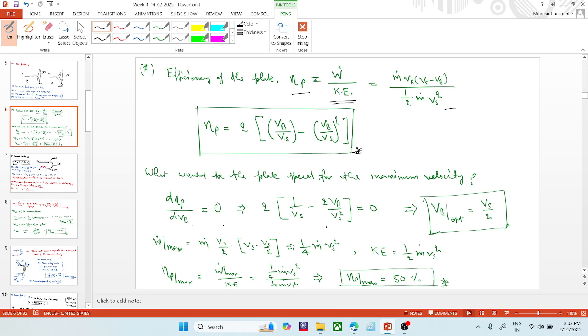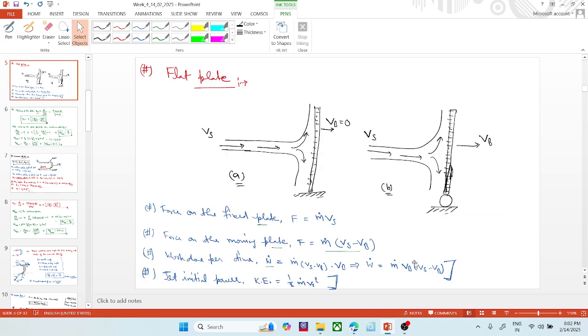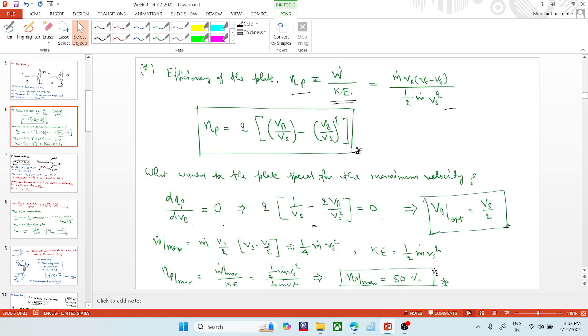The value of the differentiation is coming like this, and when we put it to 0, then the optimum plate speed is coming out to be VB optimum is equal to Vs by 2. When we put this optimum value of plate speed in this equation, the value of the maximum power is coming out to be 1/4 of m dot Vs square.